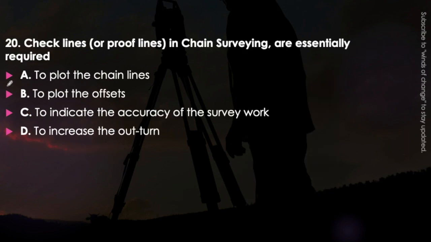Next question. Check lines or proof lines in chain surveying are essentially required. Why do we require the check lines in case of chain surveying? To plot the chain lines, to plot the offsets, to indicate the accuracy of the survey work, or to increase the outturn. Just think about it. Check lines are used to find out the accuracy of the survey work. To indicate the accuracy of the survey work, we use the check lines.